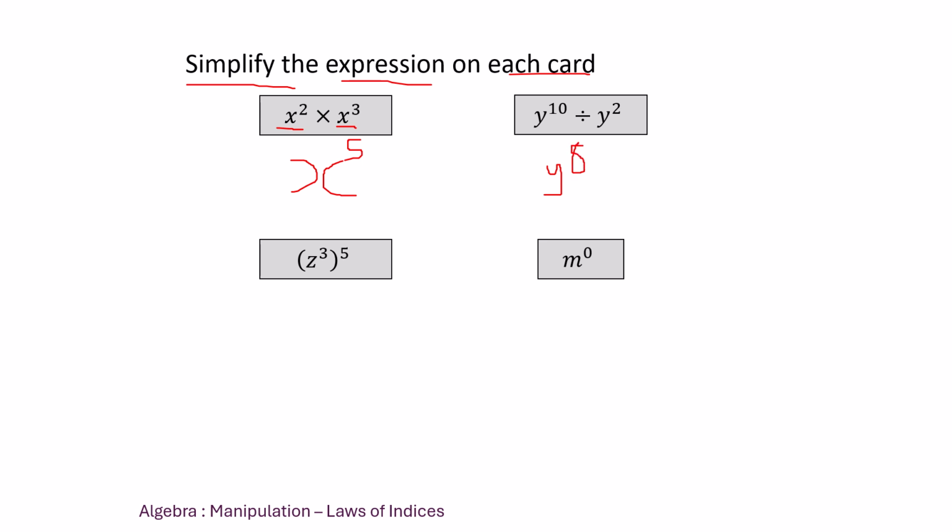This next one, z cubed all to the 5. When it's a bracket raised to another power, so a power to power rule I call it, multiply the powers. So that'll be z to the power of 3 times 5, which is 15.